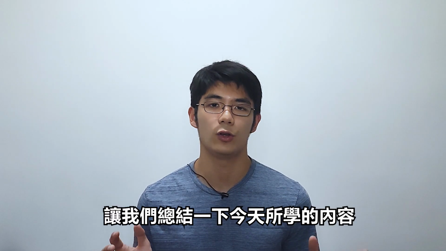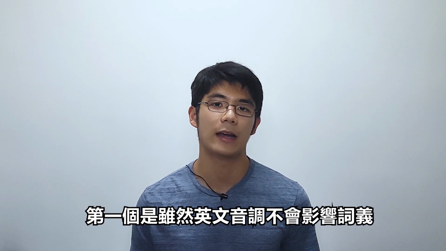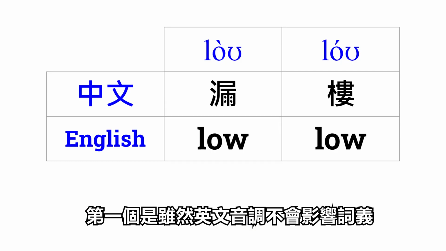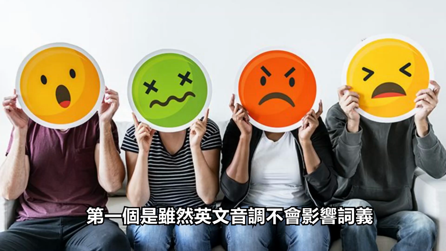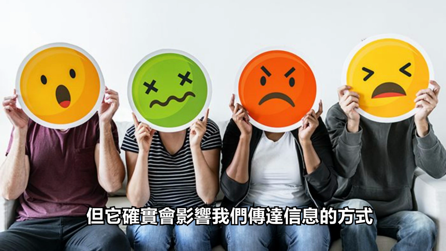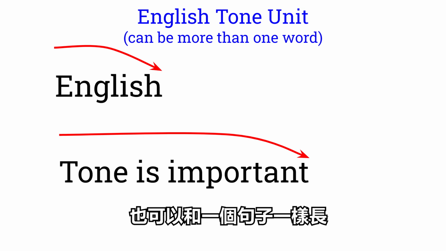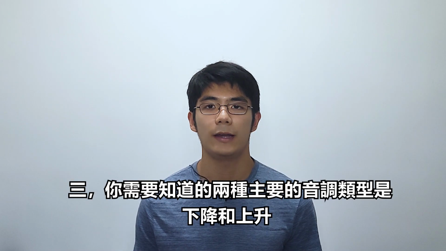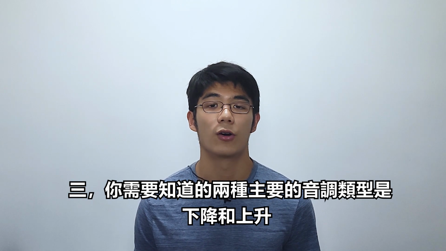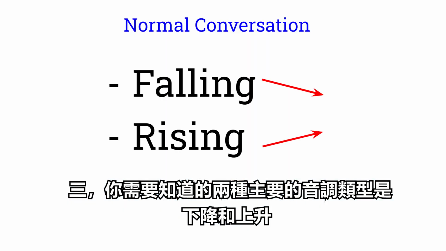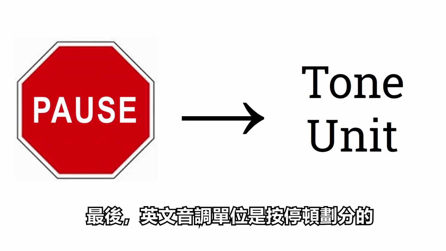Let's sum up what we've learned today. The first one is that although English tones do not affect the lexical meaning of words, it does affect how we convey the message. Second, an English tone unit can be more than a 1 word and can be as long as a sentence. Third, the 2 main types of pitch movements you need to know are falling and rising. Last but not least, English tone units are divided by pauses.